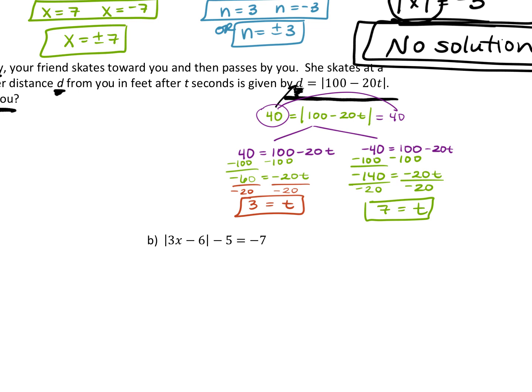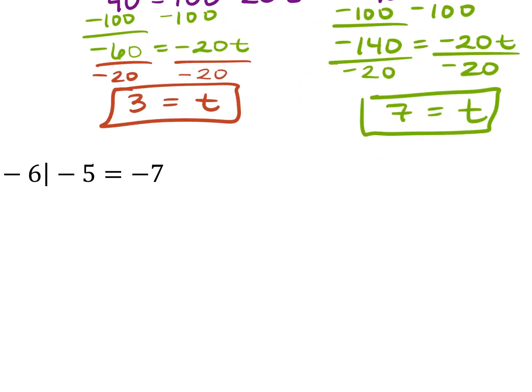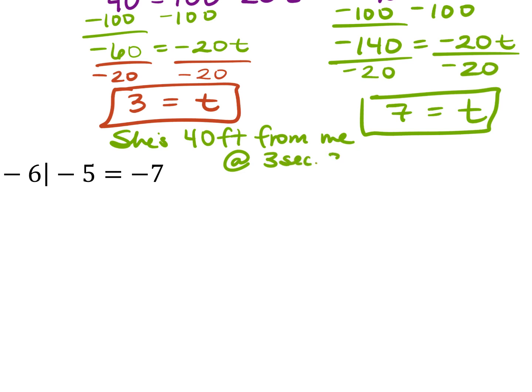Wait, so does that make sense? Like after the 3 seconds, is it 4 more seconds? 7 total seconds in the problem. So I would say something like this. She's 40 feet from me at 3 seconds and 7 seconds.